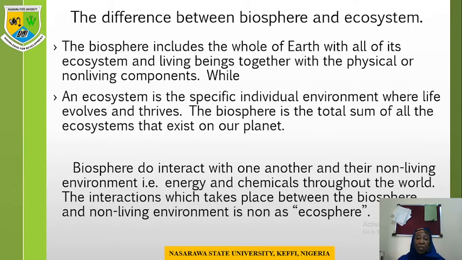So this comprises what? All kinds of ecosystem. That is, the biosphere comprises all types of ecosystem together. But an ecosystem is talking about an individual environment. That is, an individual environment can be an aquatic ecosystem or a terrestrial ecosystem, different.